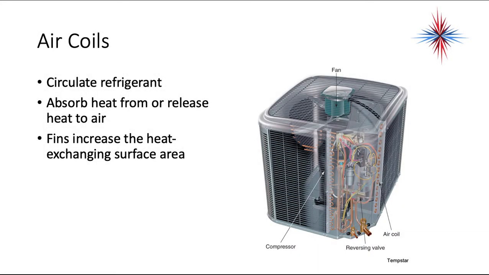Air coils circulate refrigerant and absorb heat from or release heat to the air. The fins are on the coils to increase heat exchange surface area. The larger the surface area, the more heat is going to be exchanged. The fans pull air through the coils. We don't push air through the coils. If a fan is running backwards, air is coming out of the side of the coils. If the fan is running in the correct direction, we are pulling air through the coils.